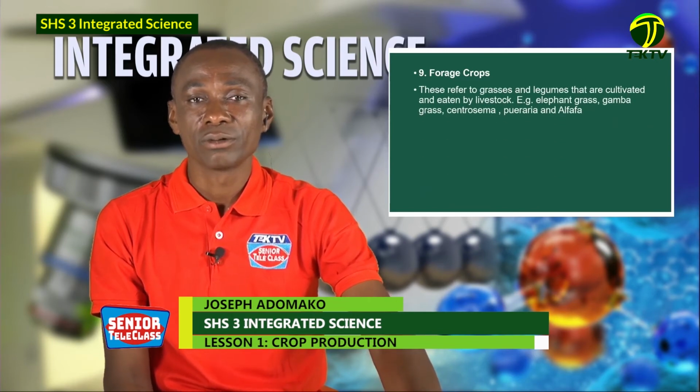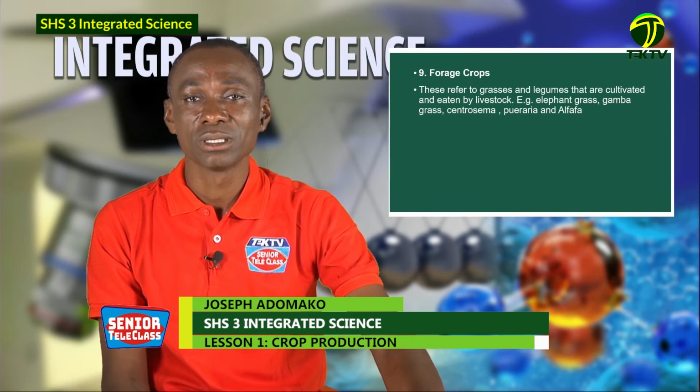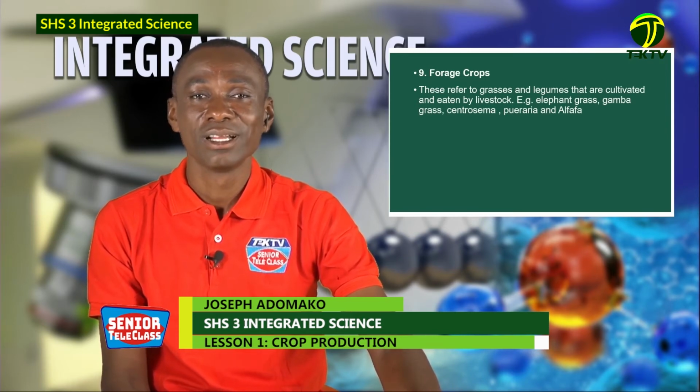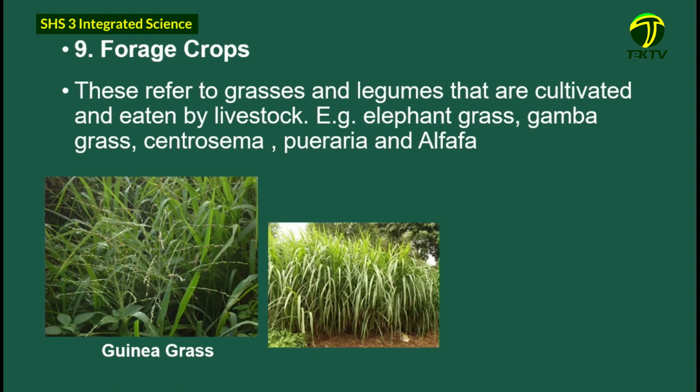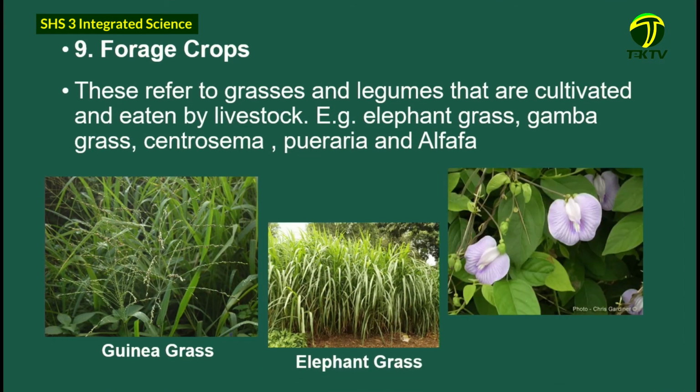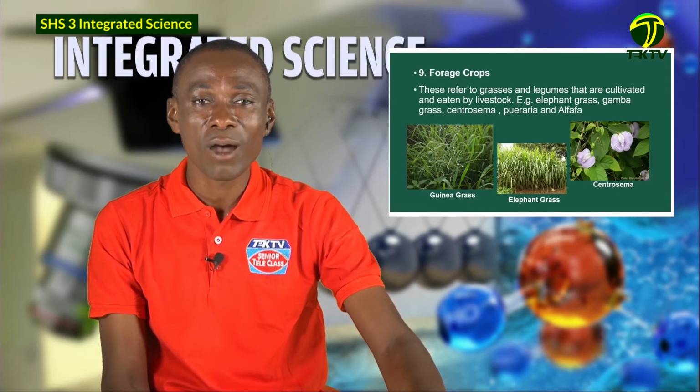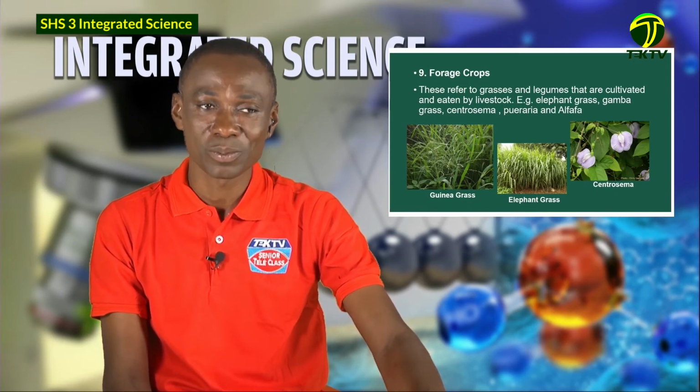Our next class of crop is forage crops. Forage crops refer to grasses and legumes that are cultivated and eaten by livestock. Examples include elephant grass. The first one is the guinea grass. We also have a forage legume we call centrosema. These can be cultivated and used to feed farm animals, and therefore are classified as forage crops.